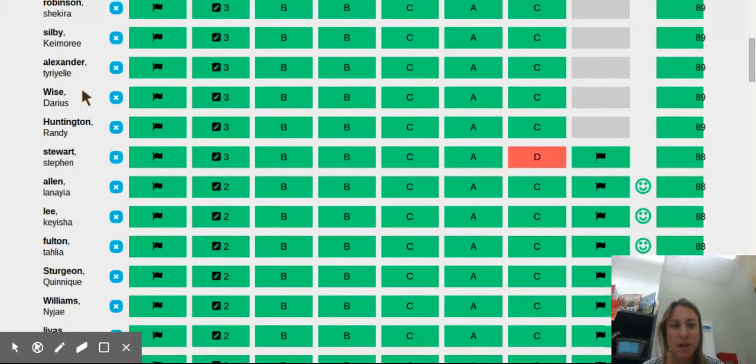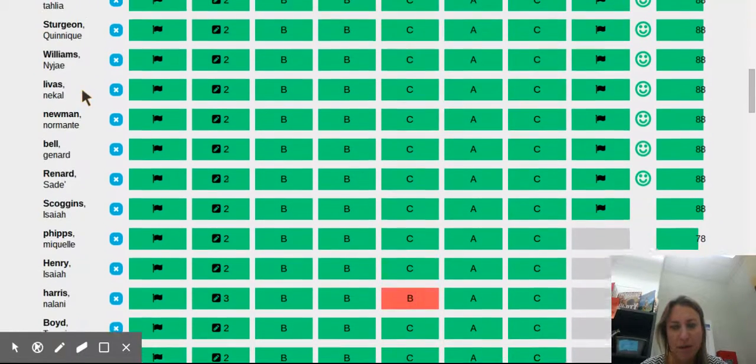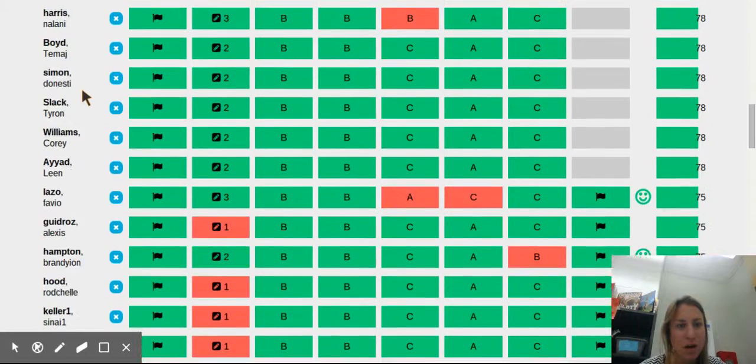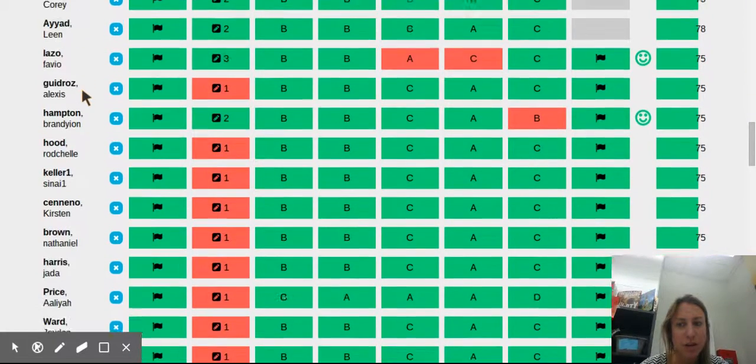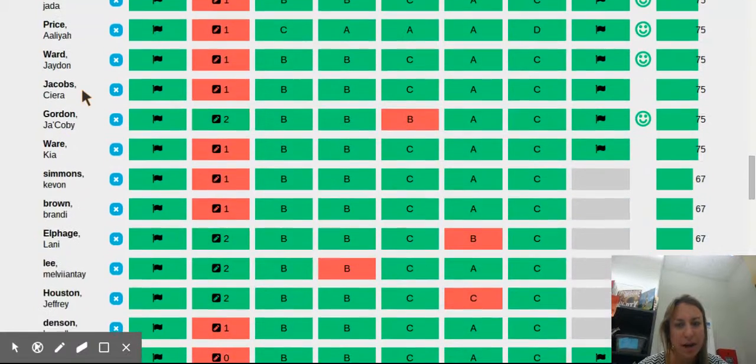I'm now moving to the masteries. If you see your name now, you're in the mastery area. All of these students that are going across the board all scored mastery. Make sure you're looking on the left-hand side. All of these students scored mastery.